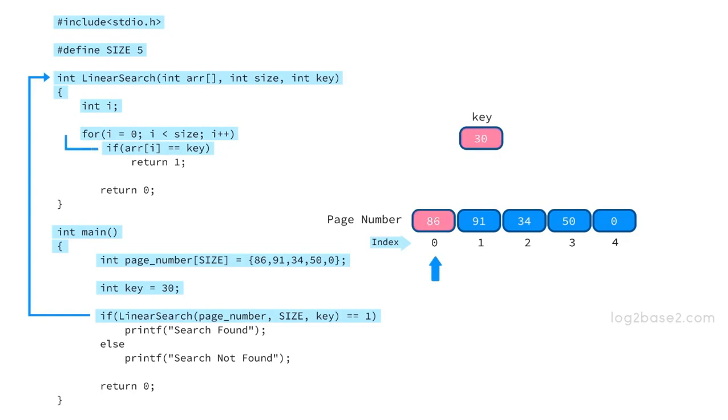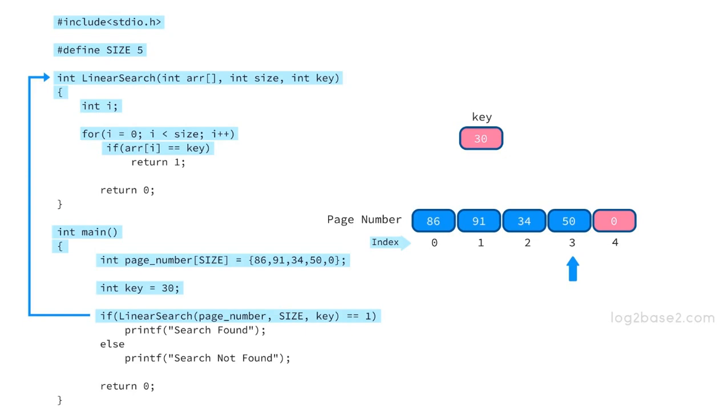So increment i and start the next iteration. Now i equal to 1. So check if arr of 1 equal to 30. Again the if fails here. So start the next iteration. Now i equal to 2 and check if arr of 2 equal to 30. Again it fails. So increment i. So i equal to 3 now. In the next iteration, check if arr of 3 equal to 30. Again it fails. So increment i and i becomes 4 now. In the next iteration, check if arr of 4 equal to 30. Again it is not. So increment i and i equal to 5 now.